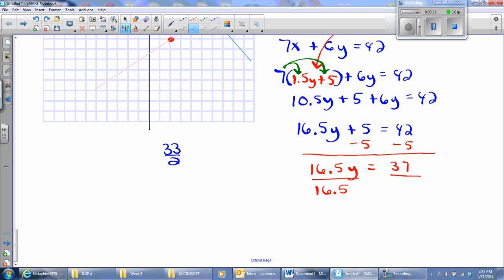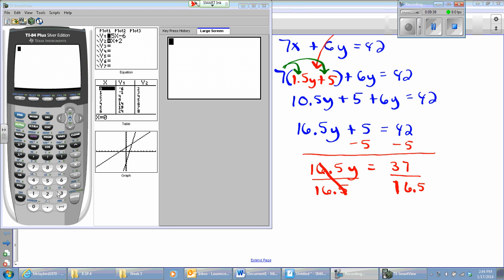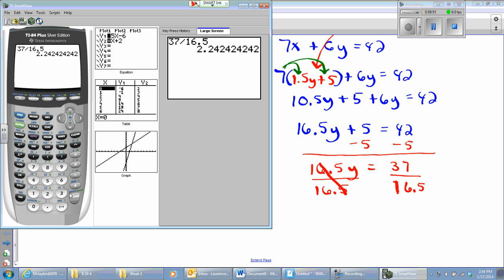And 33 over 2 isn't going to really help me when I do this, so I'm not going to worry about converting it to the improper fraction. I am going to go to a calculator on this one because it's very strange. Okay, I've got my calculator up and running, and I'm going to do 37 divided by 16.5. You don't see me use a calculator very much. This is going to be kind of an ugly answer. And there it is. All right, so it looks like my y coordinate is going to end up being 2.24 repeating. Okay, that's a strange answer.